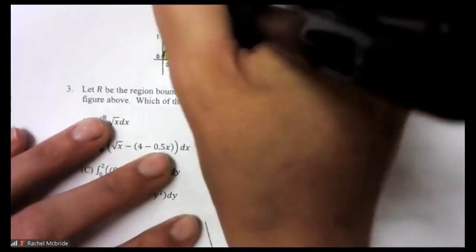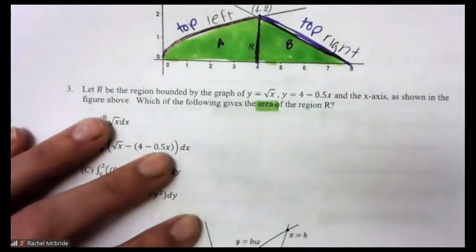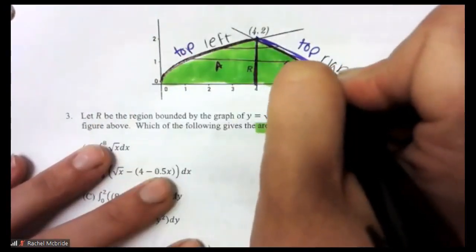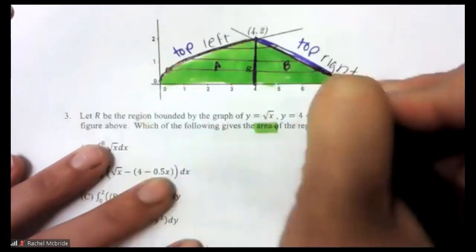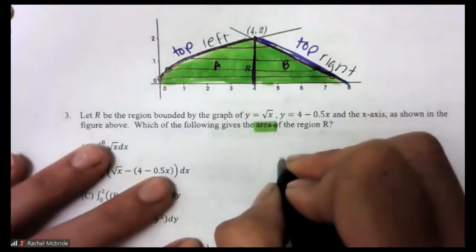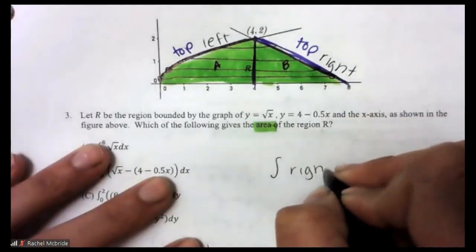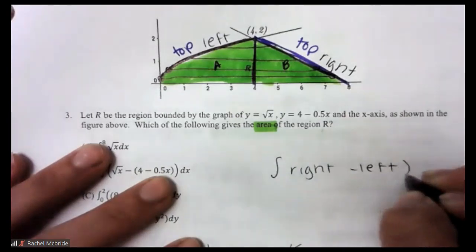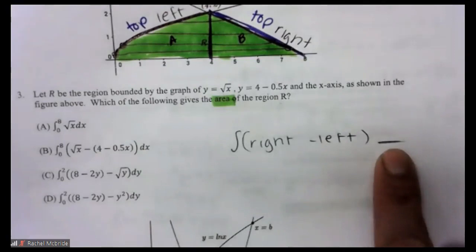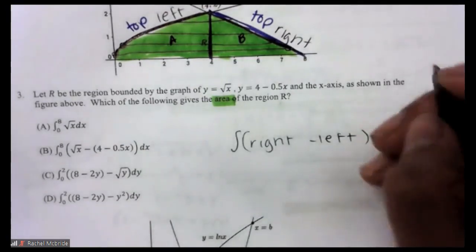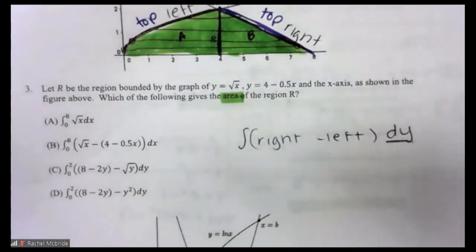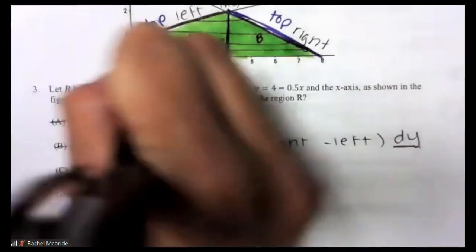right to left, because anywhere I draw in a horizontal line, this is always on the right, and that equation is always on the left. So we're going to integrate with right minus left, which means we're integrating with respect to what variable? Somebody said it. Y. So my answer has to have dy in it. So goodbye A, goodbye B.